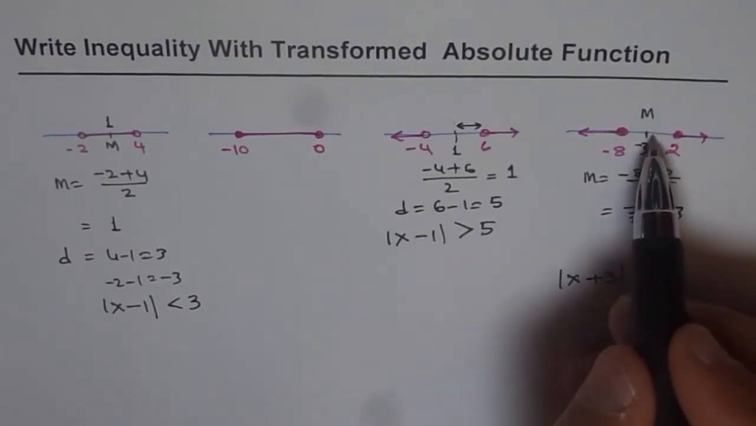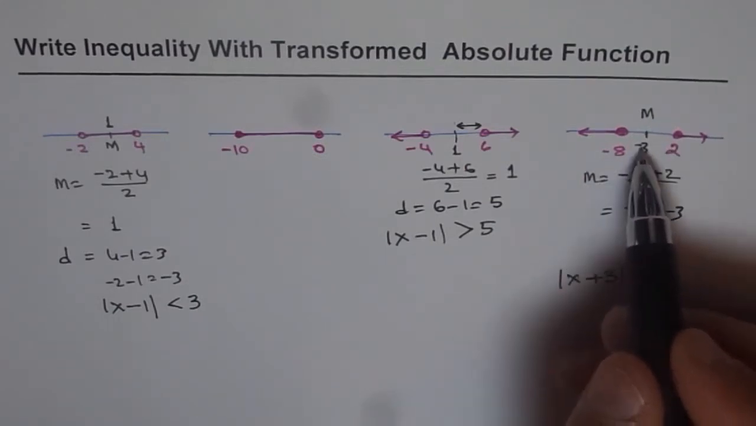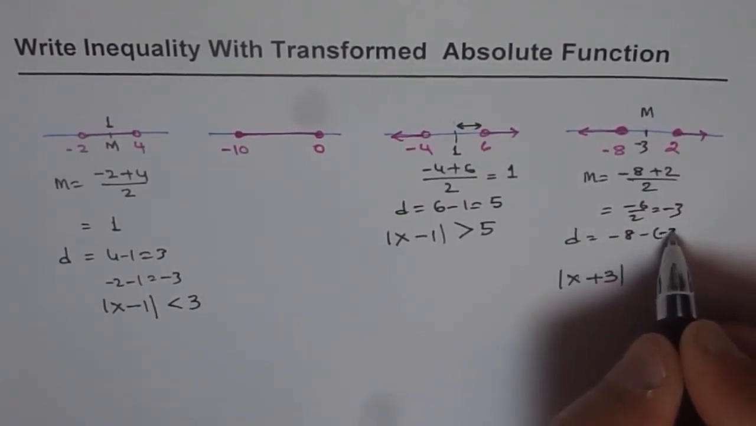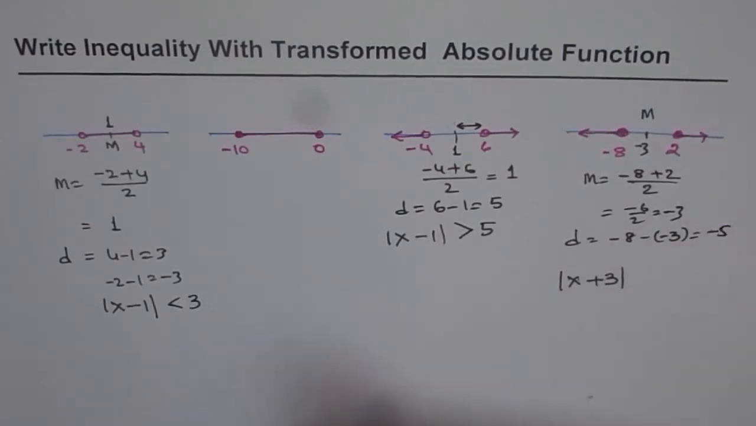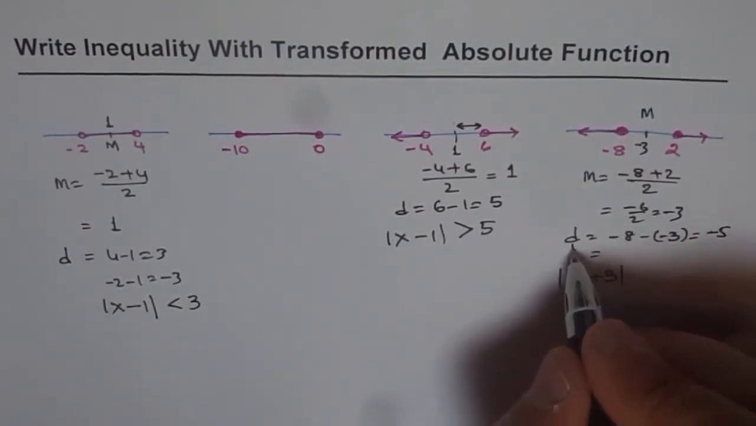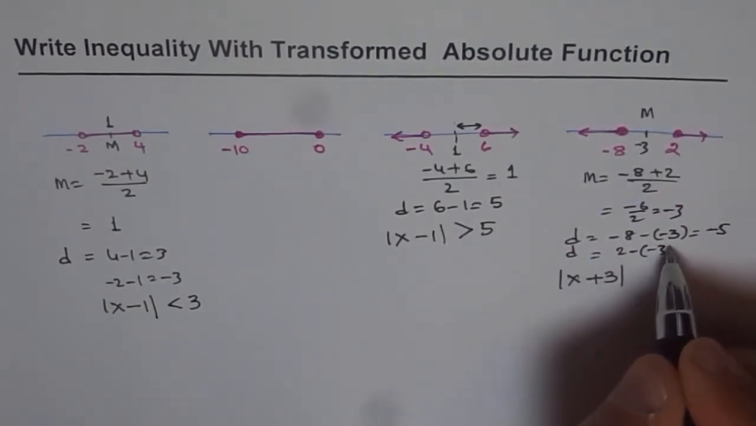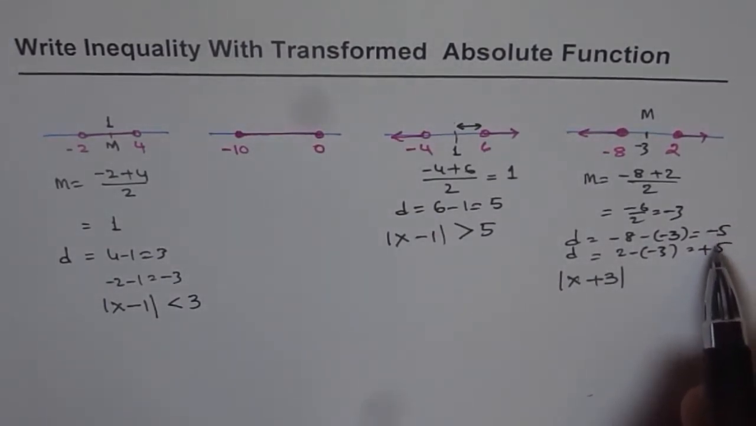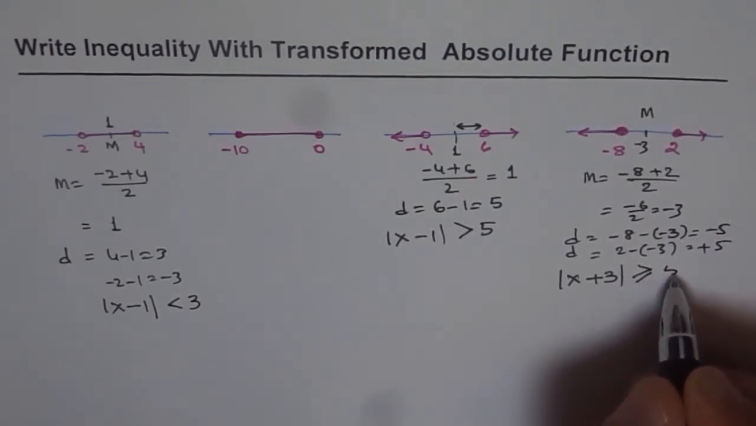How far away are you from each point? So here you're away by 3 plus 2, 5, and here minus 8, minus 3. So you can find the distance as minus 8 minus of minus 3, which is 5 units, right? Minus 5 on this side, and on the other side, 2 minus minus 3, which is plus 5. In absolute terms, it is just 5. Do you see? And you want to go further away, so your answer should be greater than equal to 5.